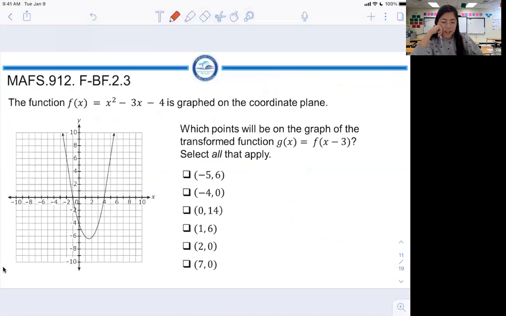The function f of x equals x squared minus 3x minus 4 is graphed on the coordinate plane. Which points will be on the graph of the transformed function g of x equals f of x minus 3? This one's a real challenge. I left this one for last because this one is a lot.